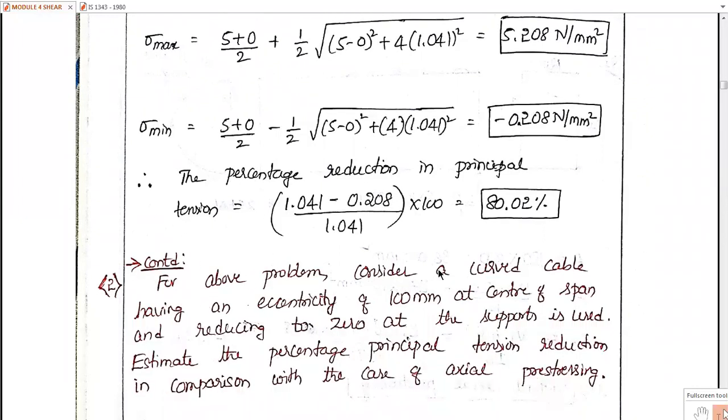Now it is a continuation for the same problem. For the above problem, consider a curved cable having an eccentricity of 100 mm at the center of the span and reducing to 0 at the support is used. Estimate the percentage principal tension reduction in comparison in case of the axial pre-stressing.